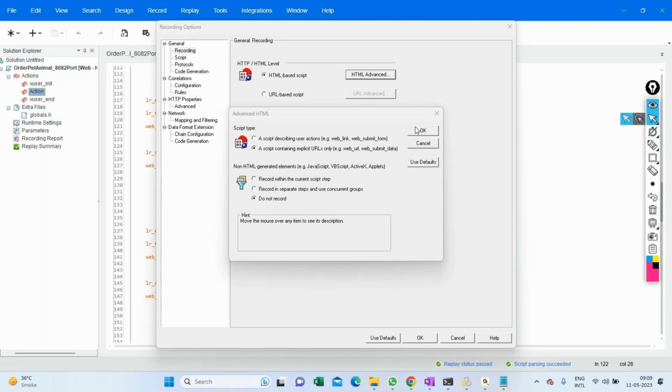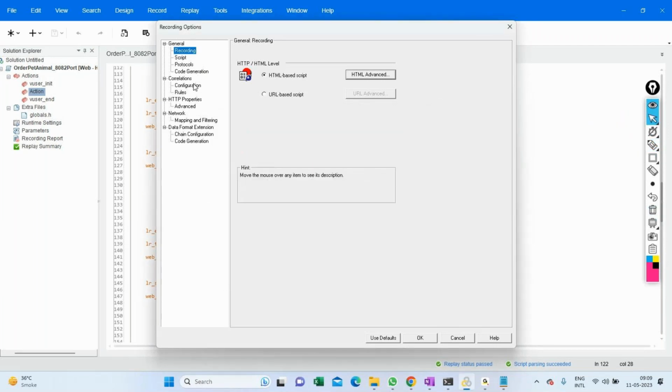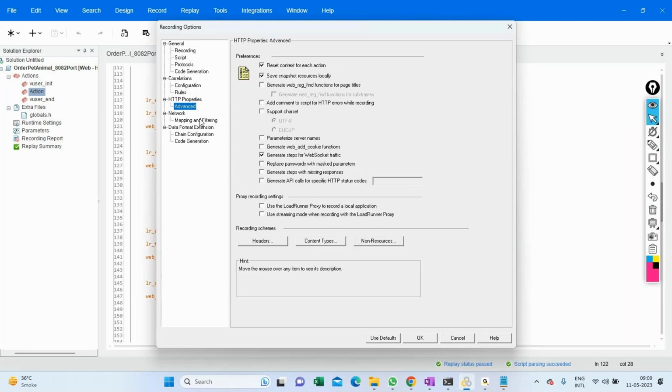Then you come here and click on advanced, and uncheck or disable this option, generate web ad cookies. You can disable web ad cookies. Then go to headers. Click on this headers button.